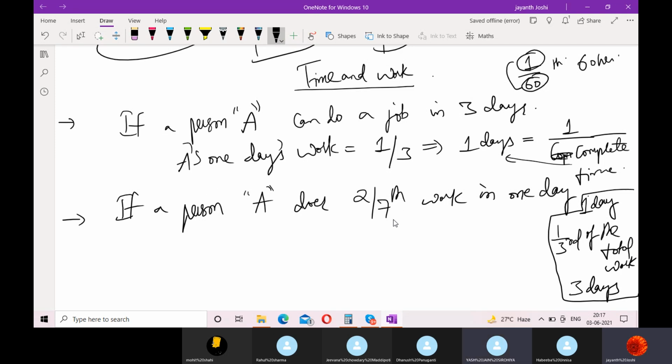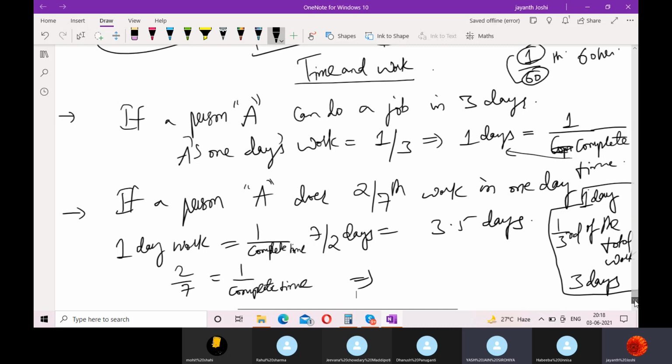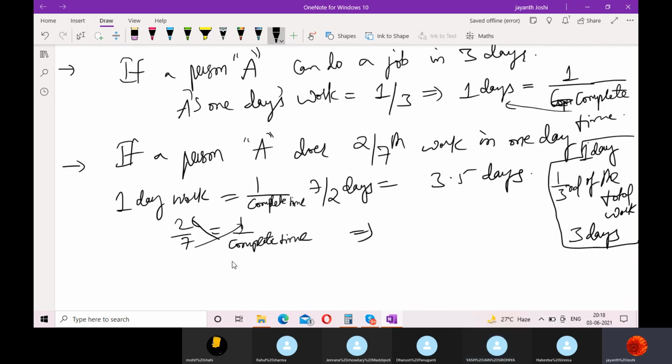In the same way, if a person does 2/7th of the work in 1 day, the total work will be done by him in how many days? 3.5 days. How did I get that? See, 1 day's work is equal to, what's the formula? 1/complete time. They have given you 1 day's work, that is 2/7 equal to 1/complete time. We need to find the complete time, so we'll cross multiply. Now 2 times complete time is equal to 7. Complete time is equal to 7/2, that is 3.5 days. All of you just make a note of this. I'm moving forward.